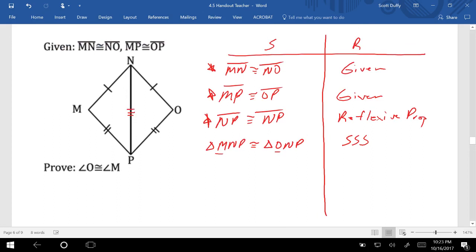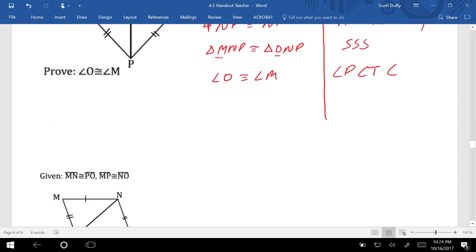Once I've proven that they're congruent, now I can show that corresponding parts, such as angle O and angle M, are congruent because the triangles are already congruent. So say angle O is congruent to angle M because corresponding parts of congruent triangles are congruent. Moving on.